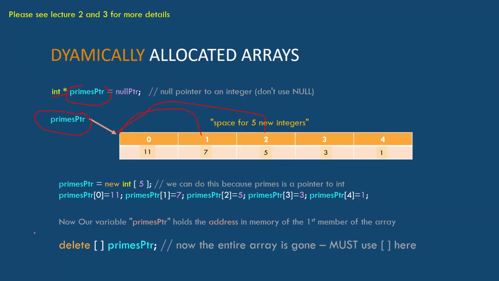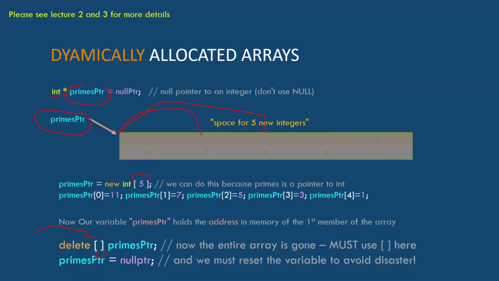And then as someone pointed out, I think I had this wrong in some earlier slides, terribly embarrassing. If we create it with brackets, we delete it with brackets, right? We want to get rid of the whole thing. So that gets rid of the memory. And then to be safe, we should nullify the pointer so we don't come back and accidentally try to use it later on in our code. Okay. So just some basics for you.